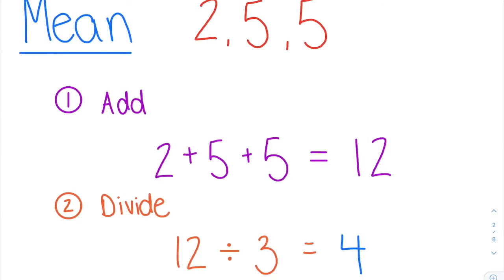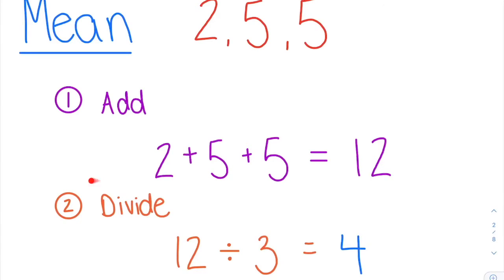We are going to start by learning mean. Mean is the average of the number set. So it's basically the central value between the numbers within the set. The first thing we need to do to determine mean is add all of the numbers in the set. So 2 plus 5 plus 5 is equal to 12.